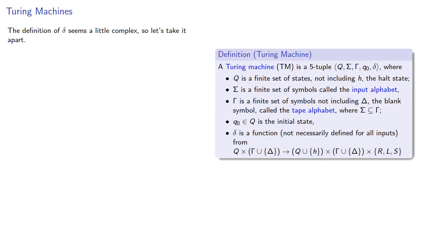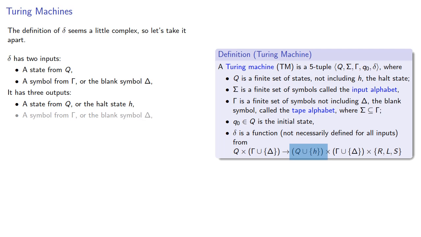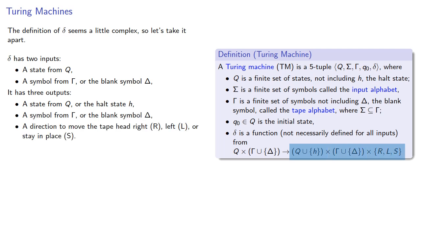Now, the definition of delta seems a little complex, so let's take it apart. Delta has two inputs, a state from Q and a symbol from the tape alphabet, or the blank symbol. It also has three outputs: a state from Q, or the halt state H, a symbol from the tape alphabet, or the blank symbol, and a direction to move the tape head: right, left, or stay in place.